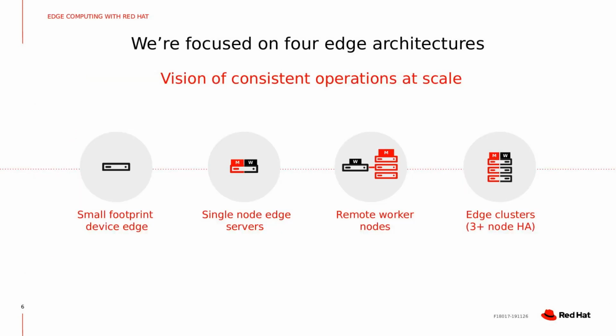And so with OpenShift, we've now focused on 4 different edge architectures to develop and deliver a consistent operation at scale. We start with the smallest footprint on the device edge, which would run a single node. We also have these single node master worker servers, as well as remote worker nodes and 3 node clusters, which is more of what we see nowadays with 3 workers and 3 masters.